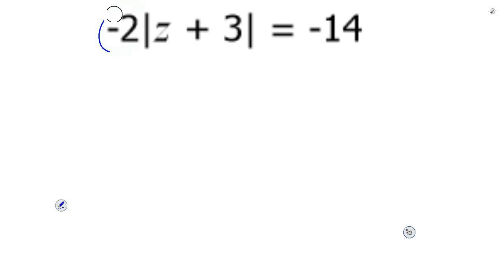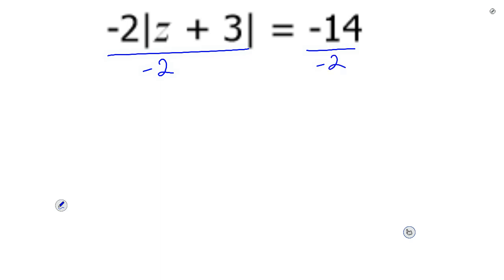We can't do this until this 2 is gone. Okay? So I keep writing these off to the side. If this said negative 2y equals negative 14, as if this whole thing was just a variable, I would divide by negative 2, right? So we're going to do the same operations as if that whole absolute value is a variable right now. Okay? So I'm going to divide both sides by negative 2.